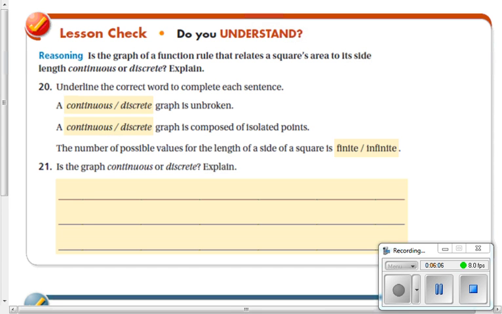All right, that's it for this lesson. Go ahead and do the lesson check and be ready to share that with class next time we meet.